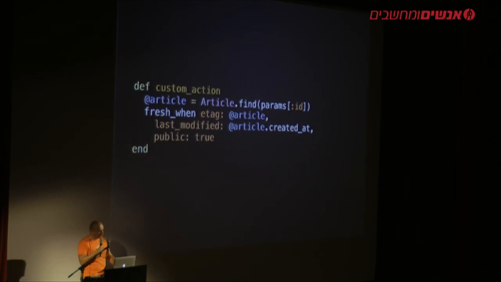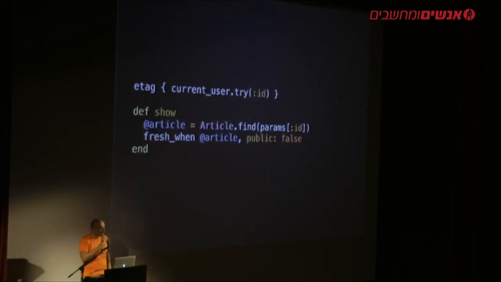How do you provide custom ETag and Last-Modified? There is a call, fresh_when, that you can call from your action and provide etag and last_modified, and public true or false. Public true says that the content can be cached for anyone, and public false says that we can cache it just for a specific client. For example, a browser will cache this, most of the HTTP level caches will not.